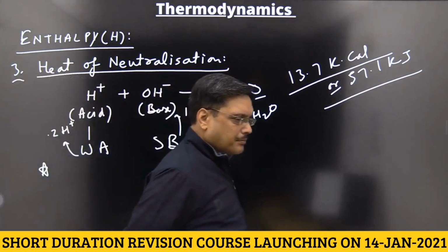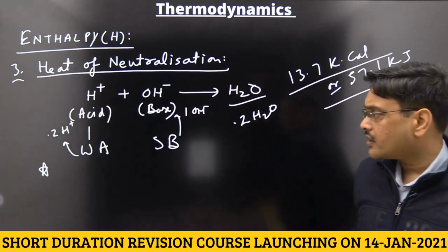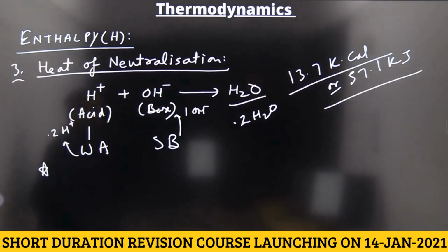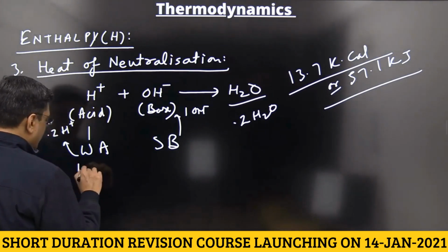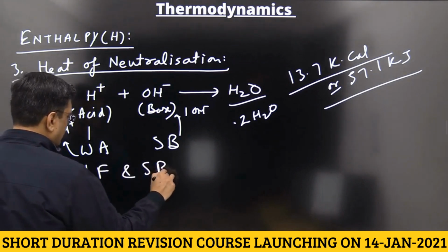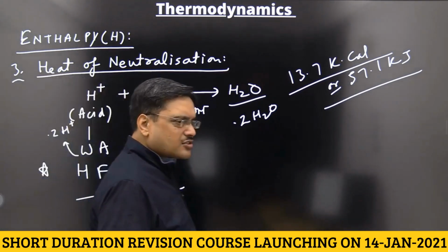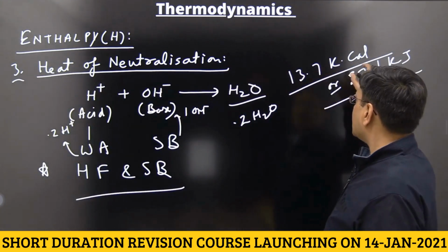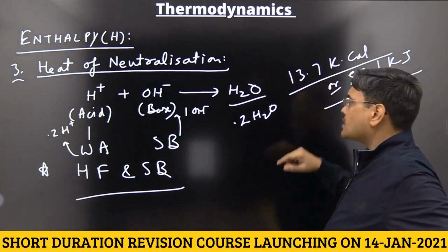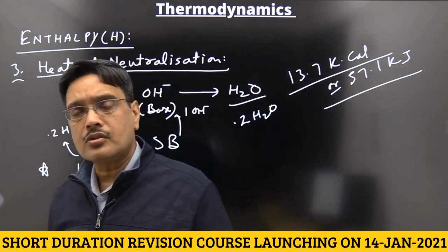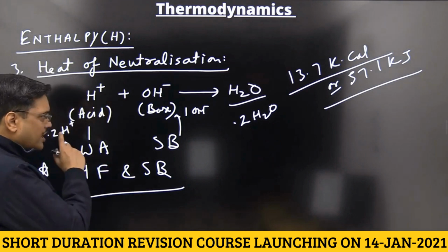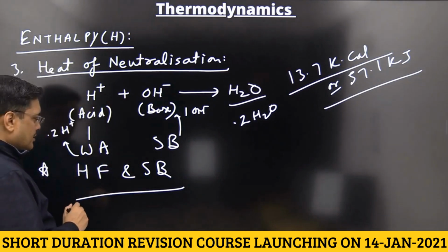One case must be remembered where the heat of neutralization is more than 13.7 kilocalorie or 57.1 kilojoule, and this is the case of HF and strong base. With HF and a strong base, the heat of neutralization should be 13.7 kilocalorie, but it is more than 13.7 kilocalorie or 57.1 kilojoule. Why is it more than 57.1 kilojoule?